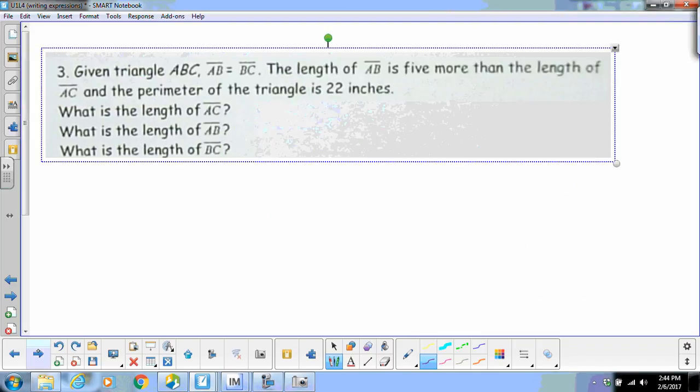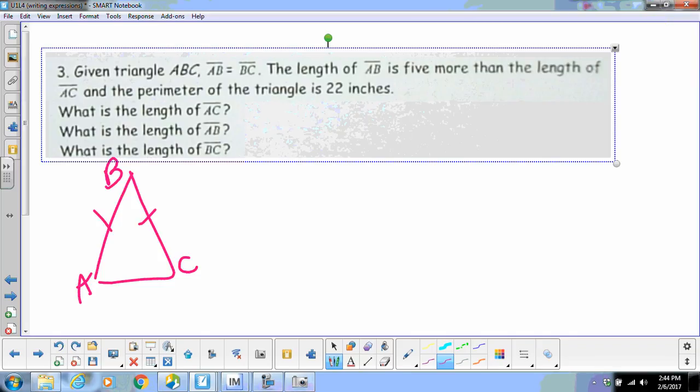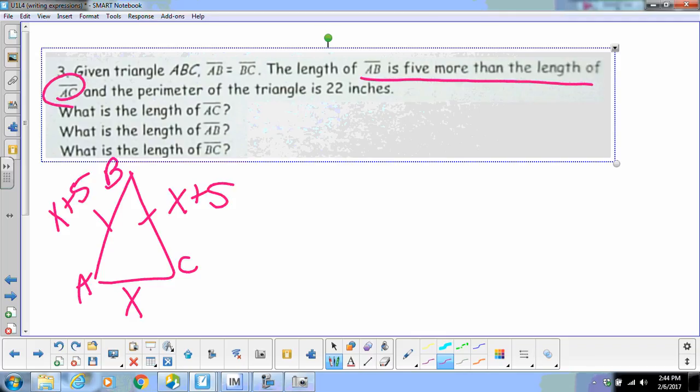All right, the other type of problem on our triangles that we had, same type, A, B, and C here. Okay, AB is equal to BC. AB this time is 5 more than the length of AC. So AC is going to be our x. AB is going to be x plus 5. And again, since that is congruent, BC would also be x plus 5.